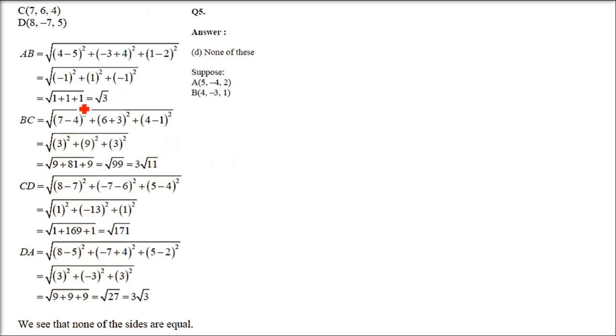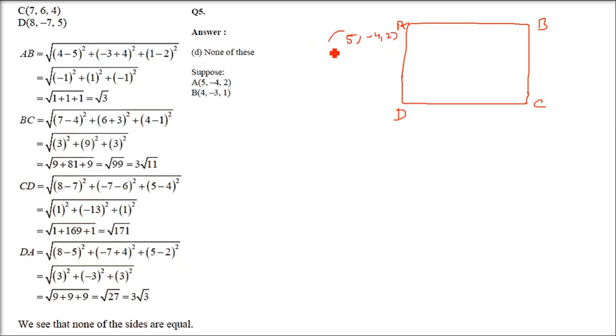Now the next question is, the points, that 4 points are the vertices of what? The figure is not known, but we know that there are 4 points being given. I don't know what kind of figure it is. So we have these 4 points: (5, -4, 2), (4, -3, 1), (7, -6, 4), and (8, -7, 5). So what are we going to do? We'll just try to find out the distances or the side lengths, and that will clear everything.